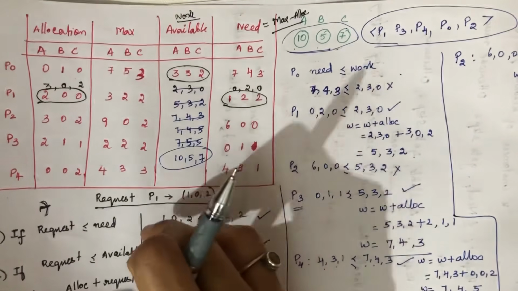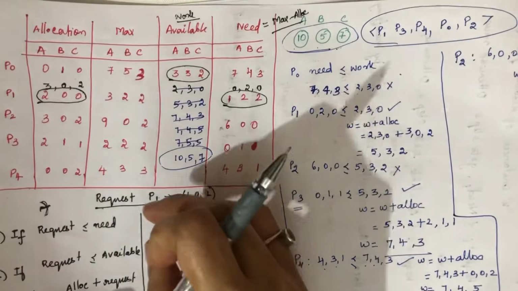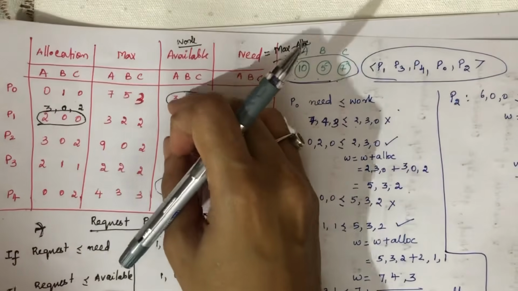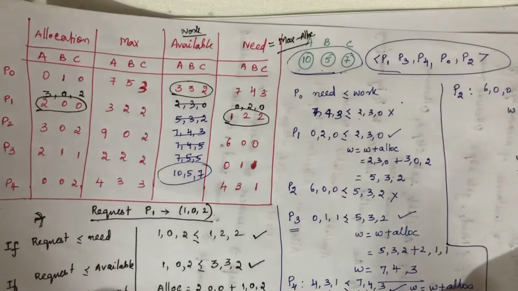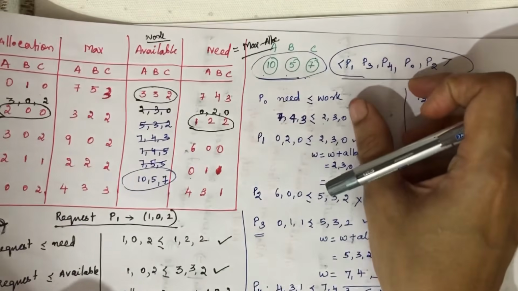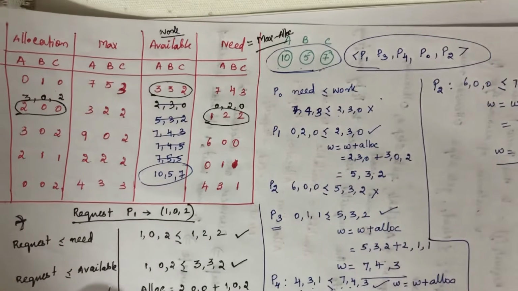For this, we should apply the resource request algorithm, after which we need to change the tabular column and then apply the safety algorithm. We should find out the safe sequence. Okay. Thank you all for watching.